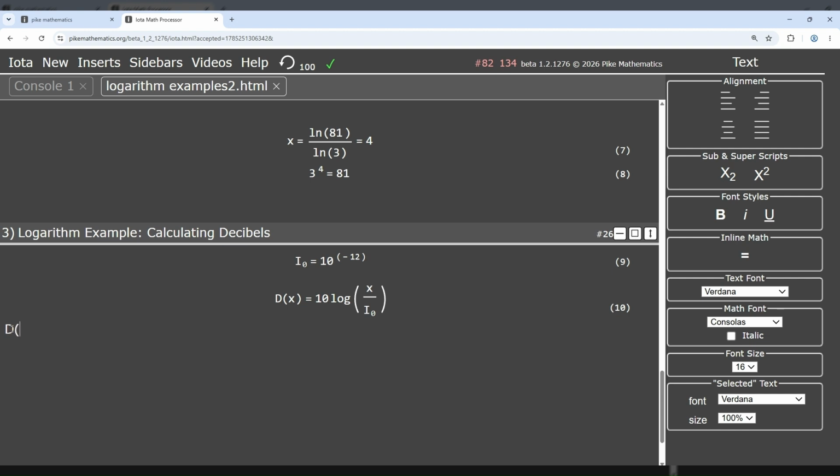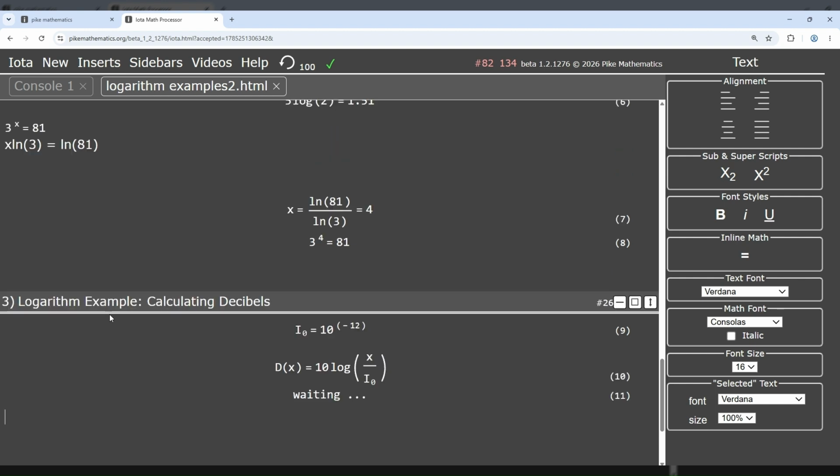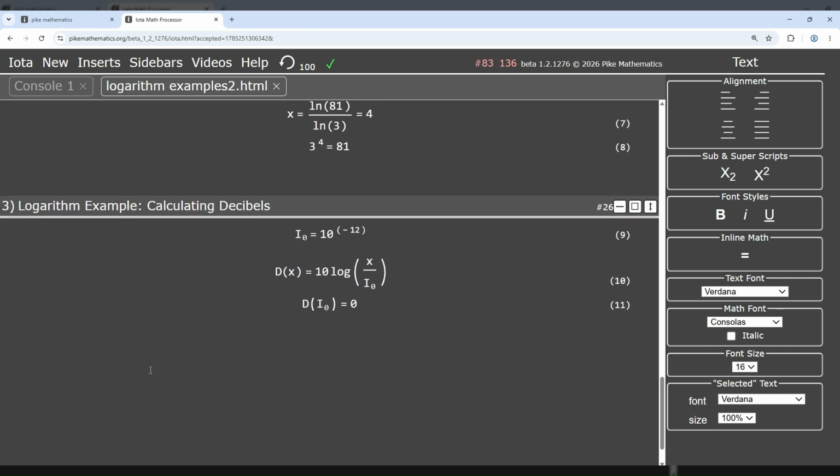Let's say I hear that lowest sound that my ears can pick up. How many decibels is that? Well, I've created this function. It's a function of x. So what if I make x this I naught? How many decibels is that? 0. Okay. What if instead I hear something that's 10 times the lowest threshold?